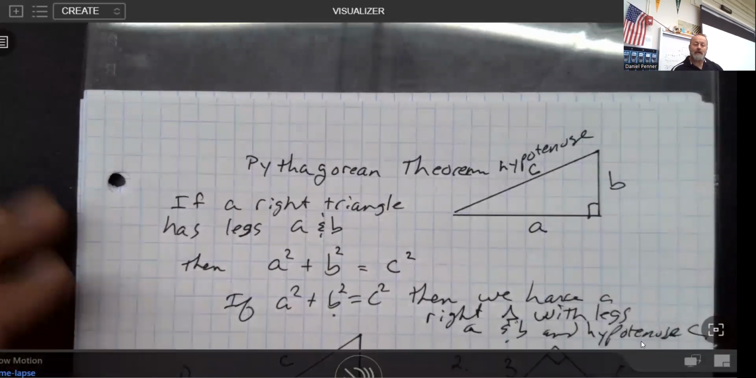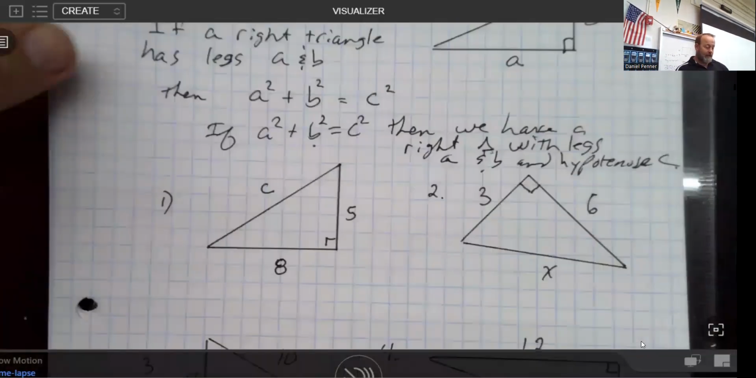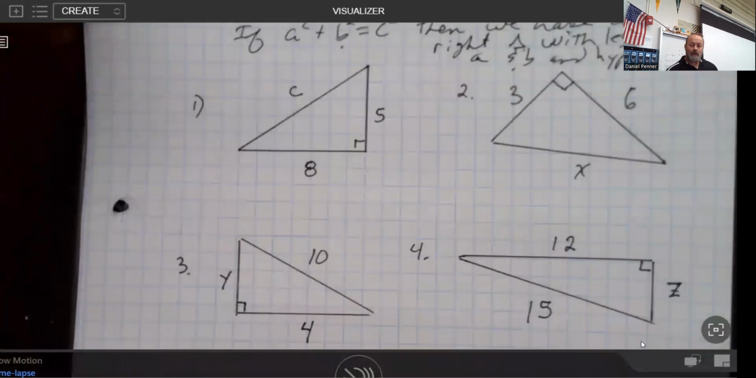Sorry about my penmanship getting a little sloppy. I'm trying to fit it in. So we're just going to do a couple of quick examples.